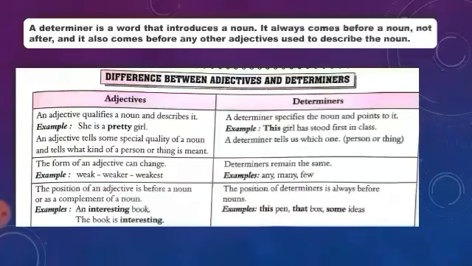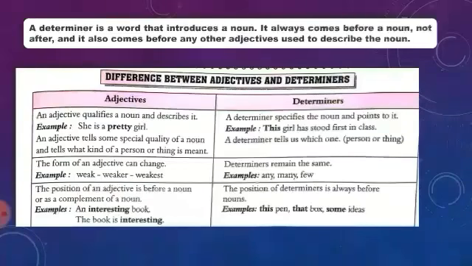Determiner describes the noun. First, what is an adjective? An adjective qualifies a noun and describes it. You can see the example, she is a pretty girl. Pretty, that is the quality. Determiners: this girl has stood first in the class. So a determiner specifies a noun and points to it. Which person, which thing. A determiner tells us which one, which person or which thing.